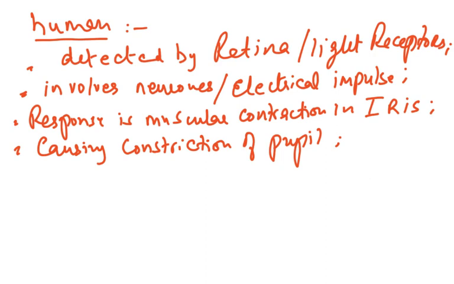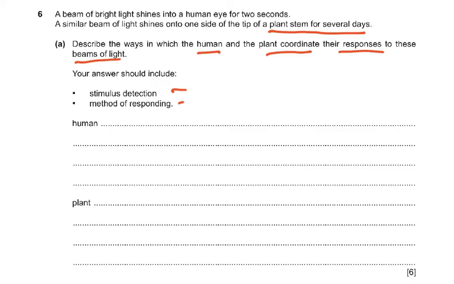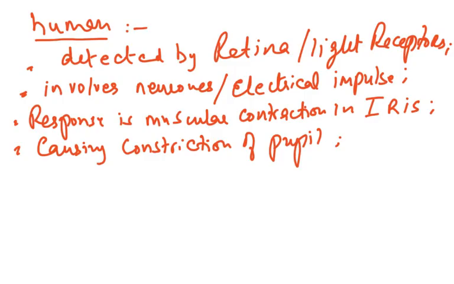I'm just writing it on a separate page, but you would of course write it here on the paper. So in the humans, it is detected by the retina, which has light receptors, and this involves neurons or the nervous system and generates electrical impulses. Then the response is muscular contraction in the iris, and this causes constriction or reduction in the size of the pupil. You could have said constriction if you know that word. If you didn't know that word, you could have said reduction in the size of the pupil.